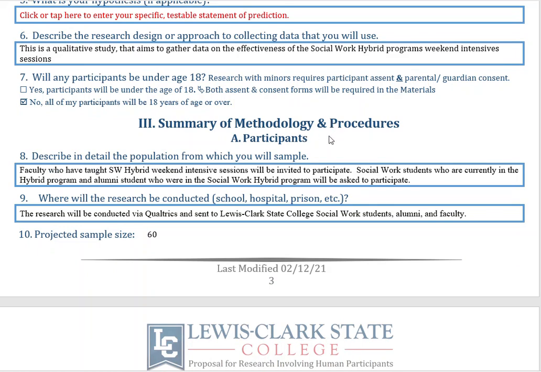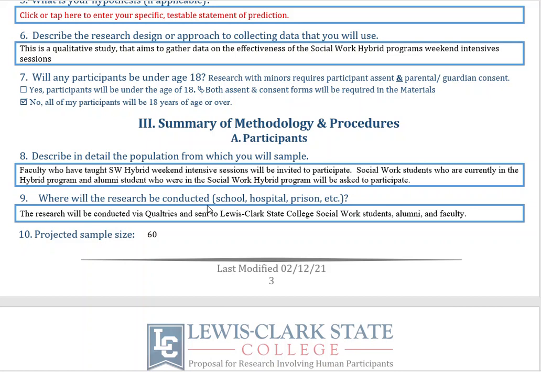You want to talk about methodology and procedures. The first thing you want to talk about is the population. Remember, the population is different than the sample. For example, if you are working with women at UGM, the population you are sampling is all the women who are living in shelter at Union Gospel Mission. The sample will be those who participate, those who are voluntarily participating.